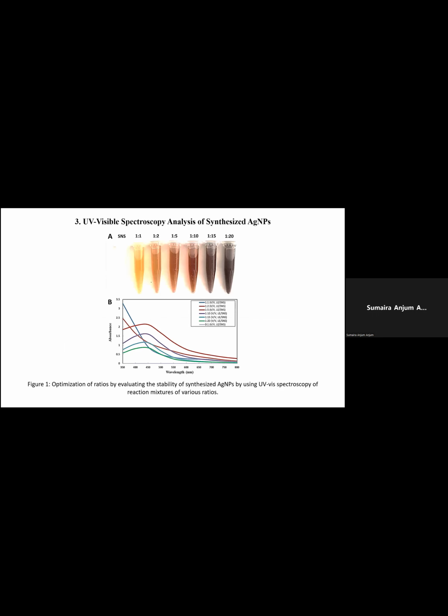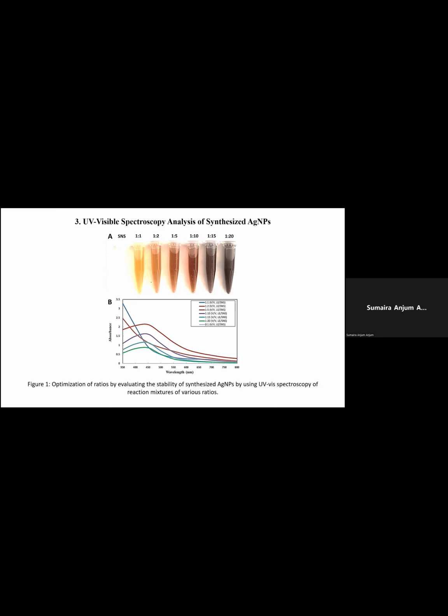Now, how do we synthesize the silver nanoparticles? In the case of silver nanoparticle synthesis from the Morus macroura plant extract, first of all, we go for optimization of the exact ratio, in which the silver nitrate solution, used as a metal precursor salt, and the plant extract were mixed in various definite ratios, like 1:1, 1:2, 1:5, 1:10, 1:15, and 1:20, to optimize or maximize the yield of the silver nanoparticles.